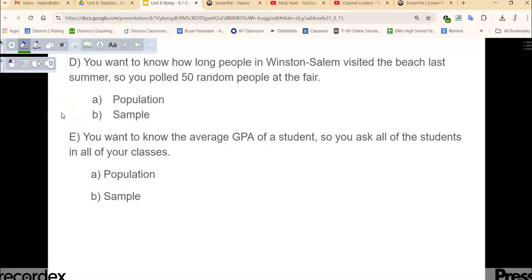For D, you want to know how long people in Winston-Salem visited the beach last summer. So you polled 50 random people at the fair. So this would be a sample data. You are only picking 50 people, but you're applying that to all of Winston-Salem. For E, you want to know the average GPA of a student. So you ask all of the students in all of your classes. This is going to be a sample data. You are asking just the people in your classes. There are other people that are not in your classes that you would be applying your results to.